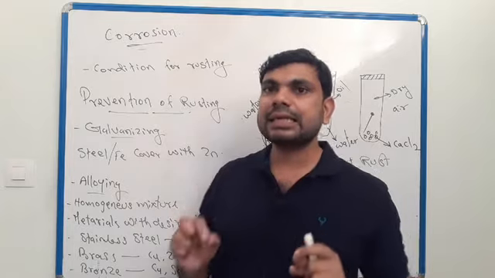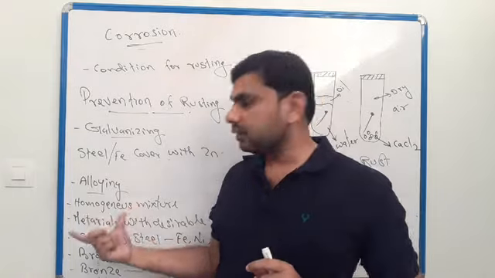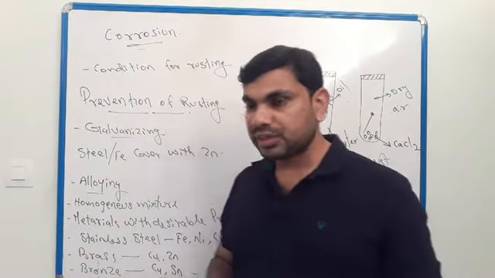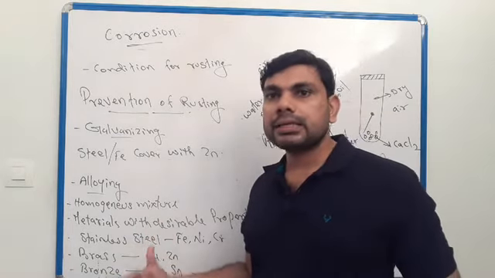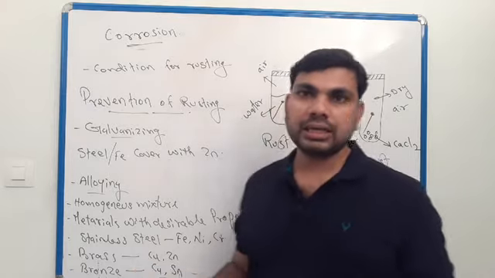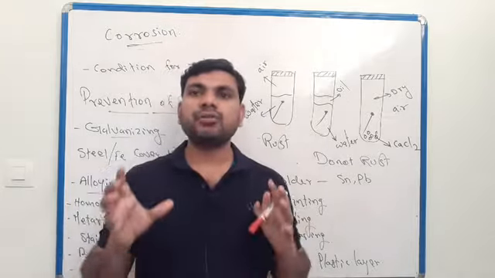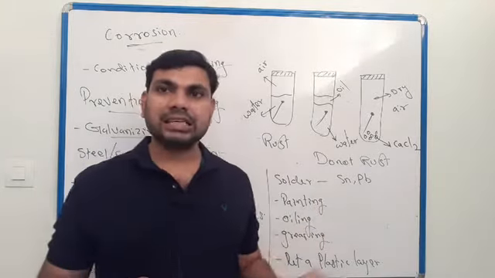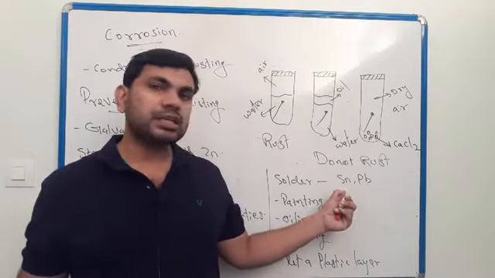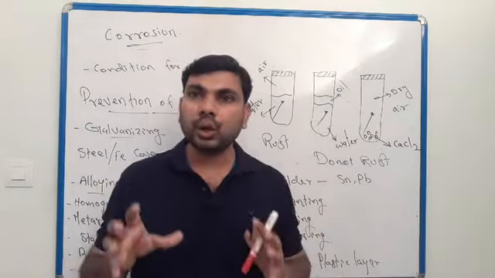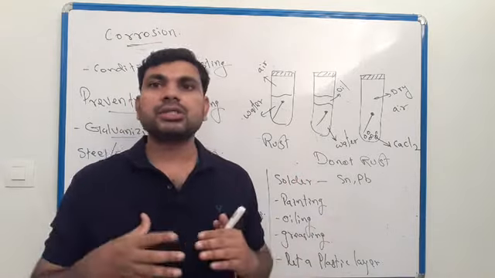For galvanizing, zinc metal is used. For alloying, different types of alloys: stainless steel, iron, nickel, chromium; brass, copper and zinc; bronze, copper and tin. Another one, solder, is also a type of alloy which contains tin and lead. Compared to pure metal, this mixture of metals, solder, has a very low melting point. That's why it is used for soldering.